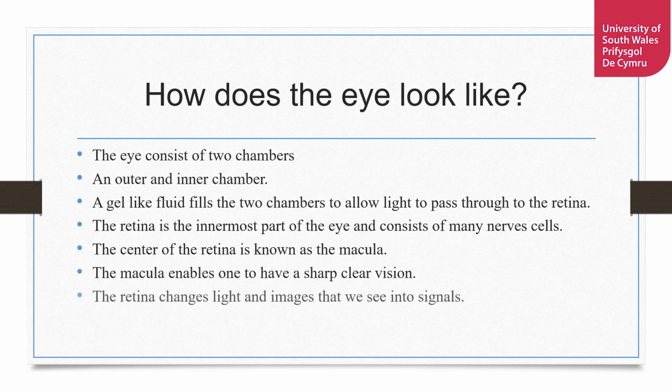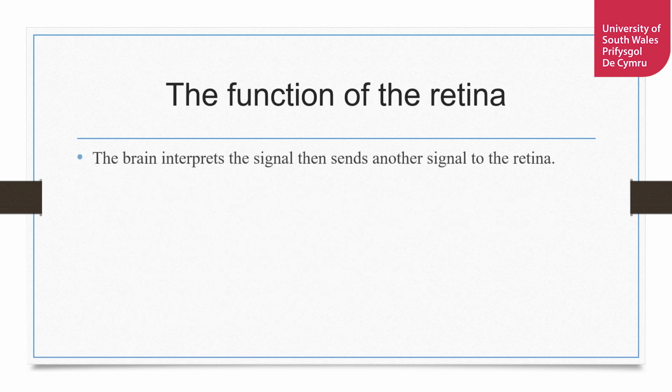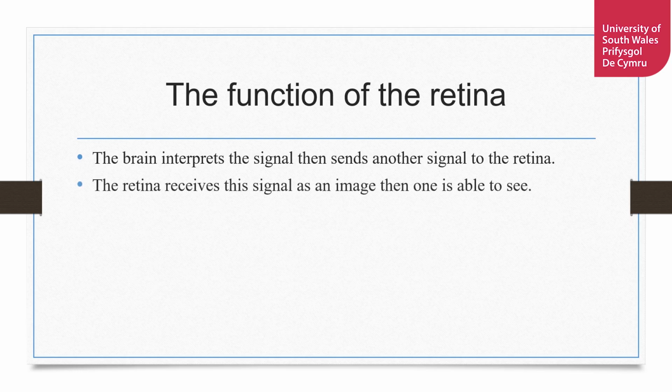The retina changes light and images that we see into signals. These signals are sent to the brain. The brain interprets the signals, then sends another signal to the retina. The retina receives this signal as an image, and then one is able to see. For the retina to do this, it must remain healthy.